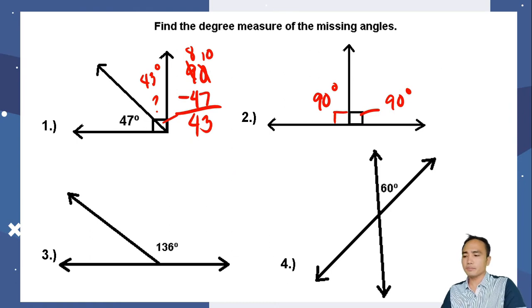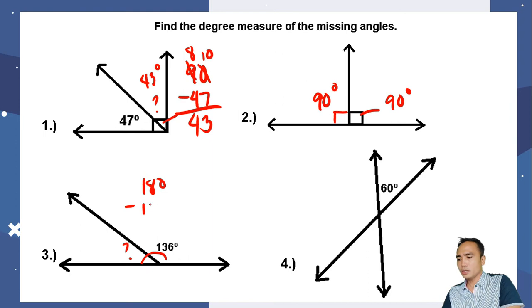Okay, next, number 3. We have the given 136 degrees, and these two angles here are adjacent angles, and they are supplementary, meaning the total measure of these two angles is equal to 180 degrees. So to get the missing angle here, we need to subtract 180 and 136. So 0 will become 10, 8 will become 7. Okay, 10 minus 6 is 4, and 7 minus 3 is 4. Okay, the answer is 44 degrees.